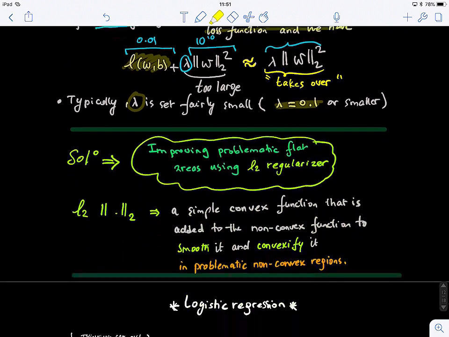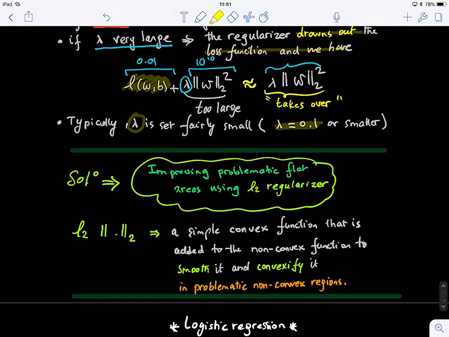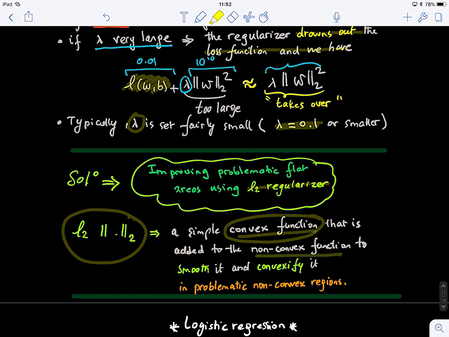Now, we looked at when we have problematic areas, how do we solve that? We add an L2 regularizer, because this is just a simple convex function. So adding a convex function to the parts where the original function is non-convex makes it slightly more convex. It convexifies it. Because we're adding a convex function to the non-convex function, it is smoothing it and convexifying it in problematic non-convex regions. Okay, so you now get the intuition and understand why regularization might be important.